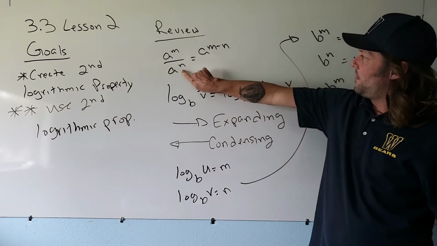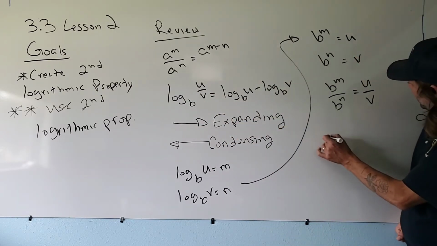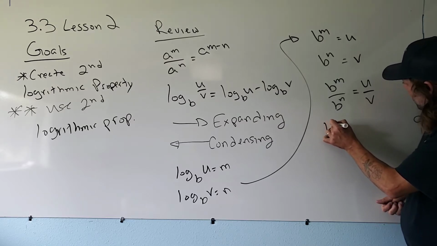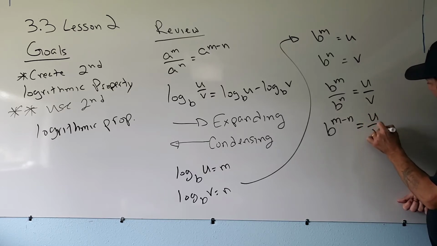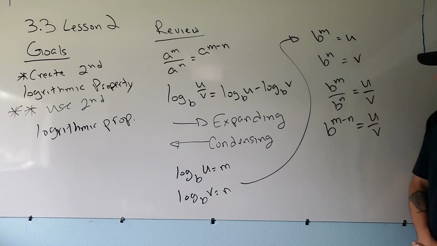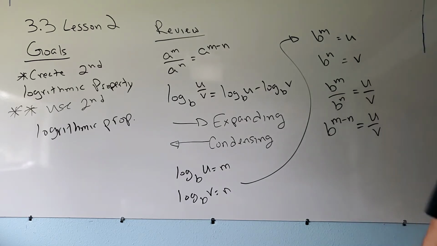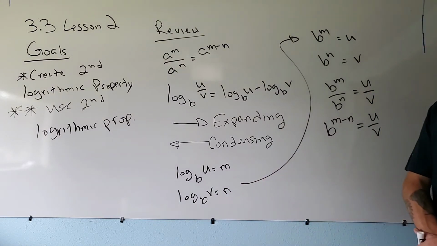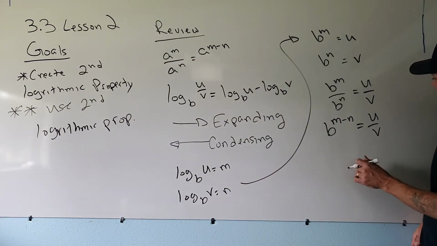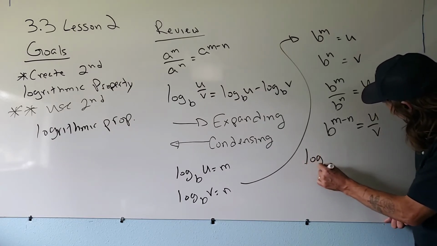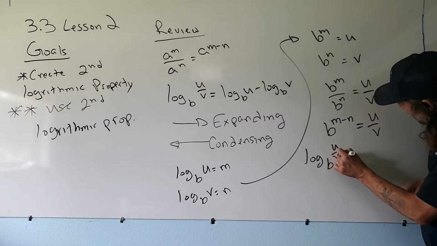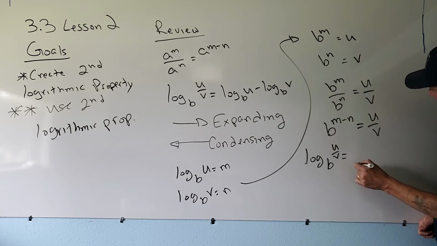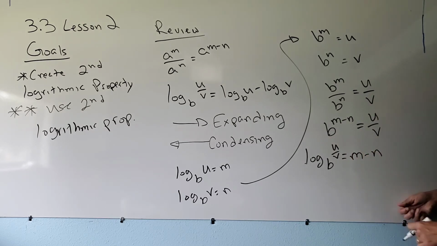Now I need to use my rule that I had right here. So this is now b to the power m minus n, and that's equal to u divided by v. What I'm going to do now is rewrite this in its logarithmic form, but before I do, I want to make sure that I have not gone off of the whiteboard, which I haven't. I'm almost done. So here we go. Remember, it's log base b of u divided by v, and that's going to be equal to m minus n.